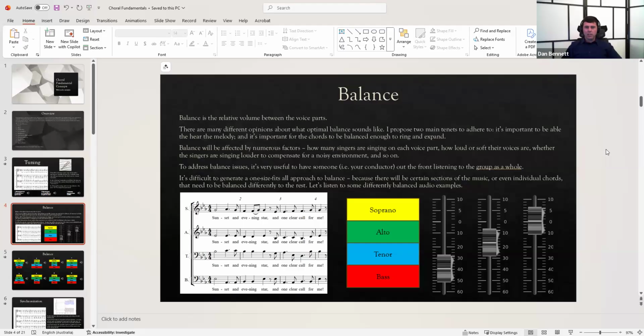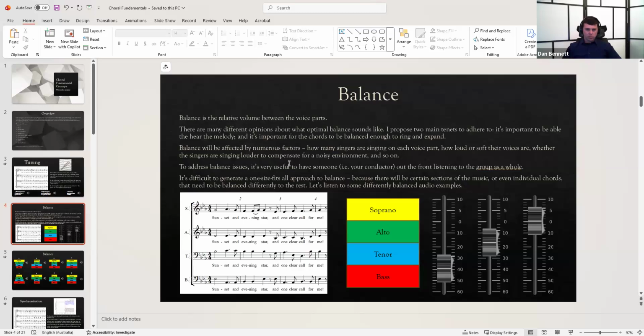Balance will be affected by numerous factors: how many singers are singing on each voice part, how loud or soft their voices are, whether the singers are singing louder to compensate for a noisy environment, and so on. Some of us may have been blessed to have sung in a choir that has a perfect balance of parts, but it's pretty rare. And people's opinions may differ about what a perfect balance is in a choir.